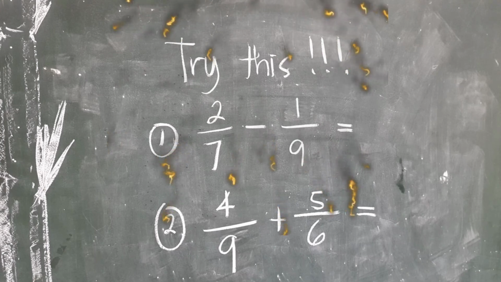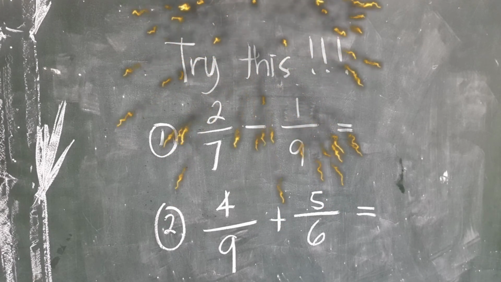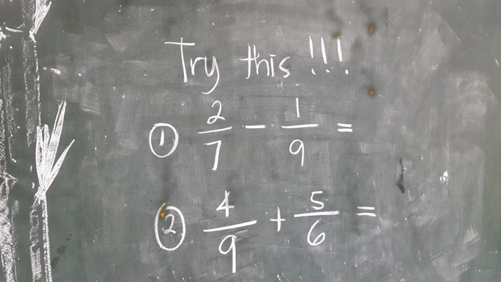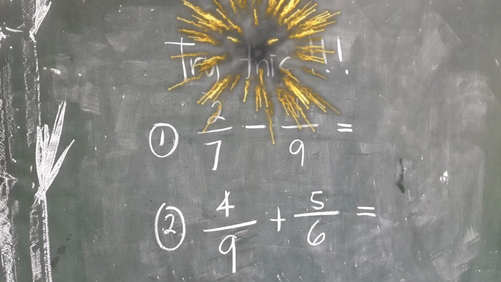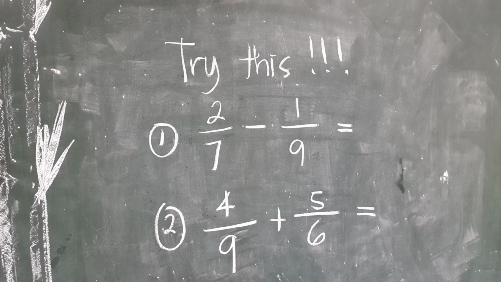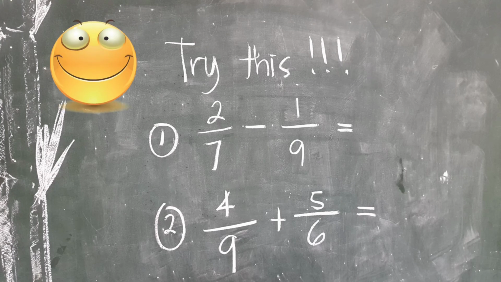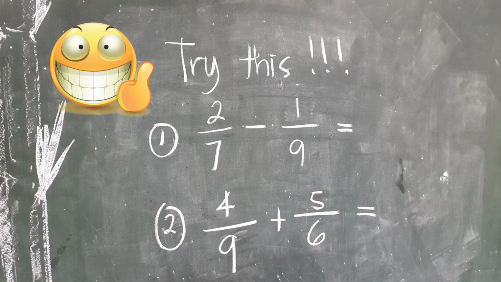So try these problems. Number 1, 2 over 7 minus 1 over 9. Number 2, 4 over 9 plus 5 over 6. You write your answers in the comment section. And I will check your answers after an hour.